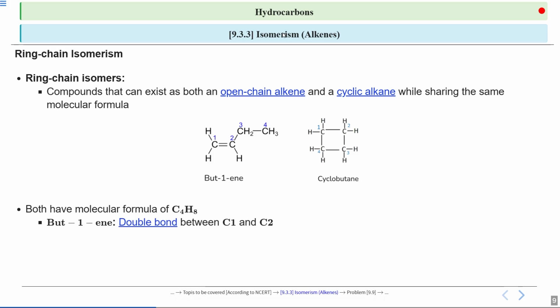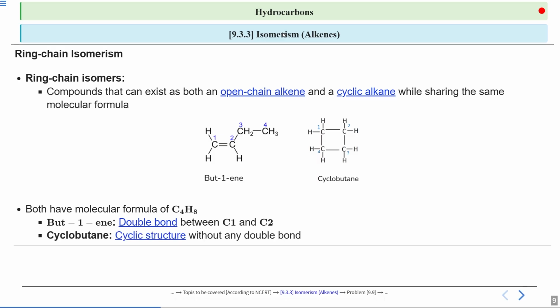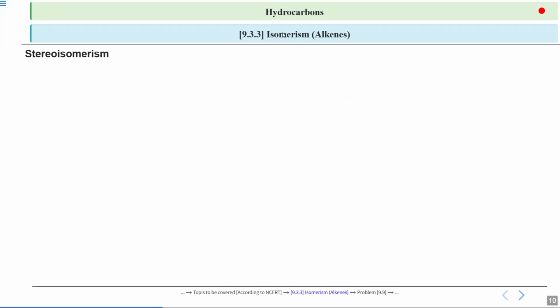So but-1-ene has a double bond between carbon 1 and carbon 2, and it has a chain length of 4 carbons. Next, cyclobutane is creating a cyclic ring, so its name comes from there, which is cyclo. The chain length is the same here, but the connectivity is different. So carbons 1 and 4 are now joined together. Rather than a double bond, now we have a ring.